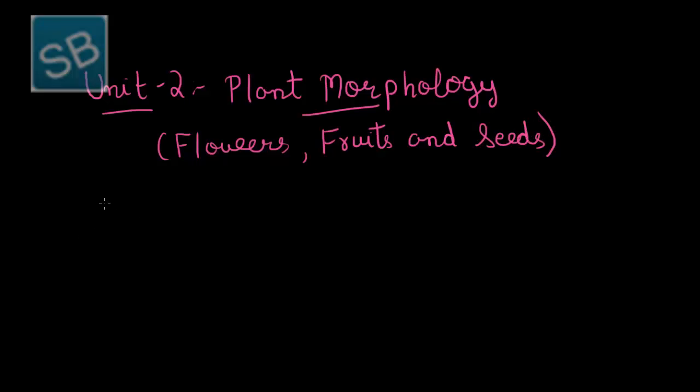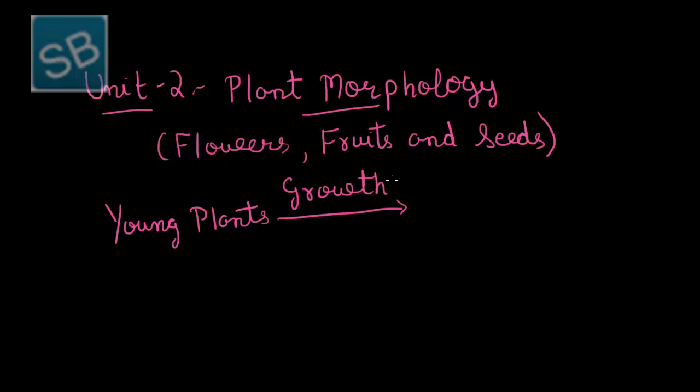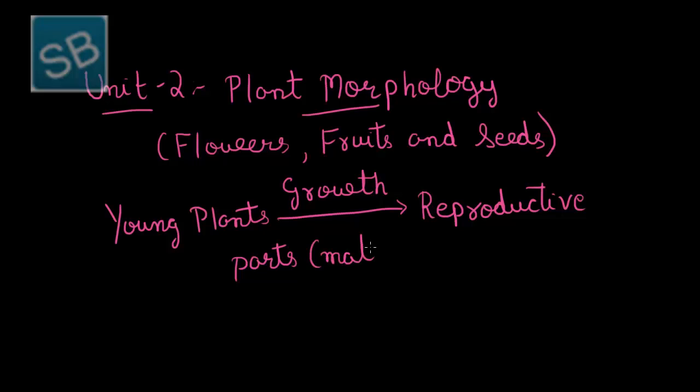Now, as stated earlier, when the young plants undergo growth and development process, maturation of vegetative parts occur. Along with the vegetative parts, reproductive parts also undergo maturation. Thus, it results in the formation of reproductive shoots and roots.